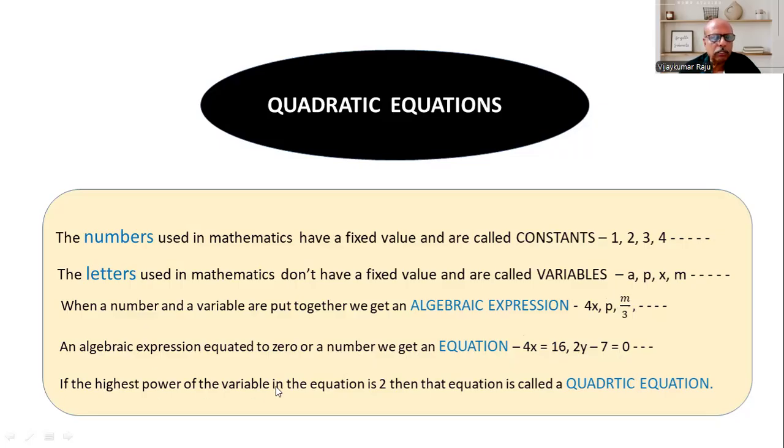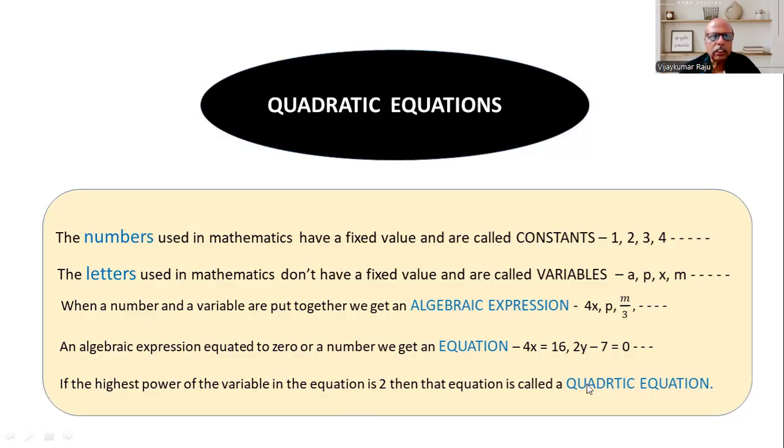If the highest power of the variable in the equation is 2, then the equation is called a quadratic equation. Here the variable is x, its power is 1. Here the variable is y, power is 1. But if the power happens to be 2, and there is no other variable with power more than 2, and its highest power is only 2, then we call it a quadratic equation. Okay, this is the quadratic equation.